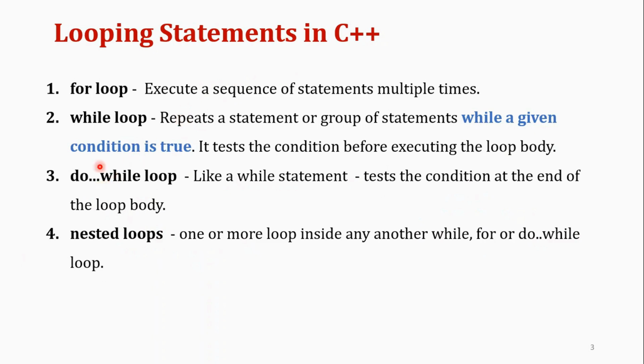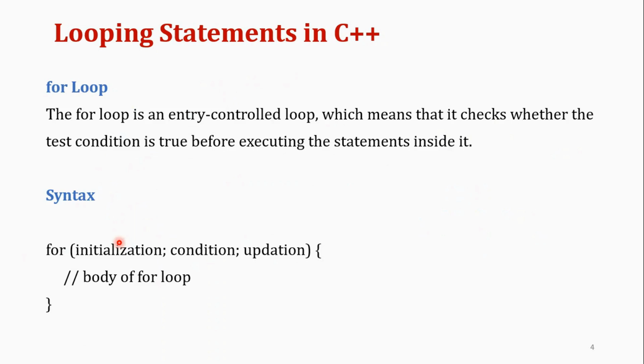Do while is similar to the while loop, but the condition is checked at the end. So without checking the condition, it executes the body once. And the last one is the nested loop, which is a loop inside another loop. That is what a nested loop is. Let's see in detail.